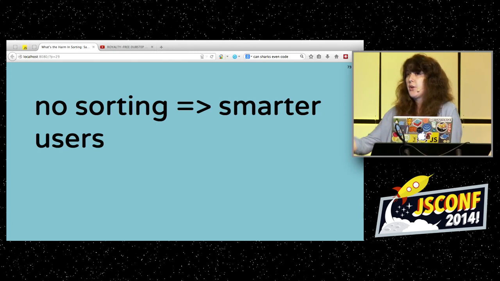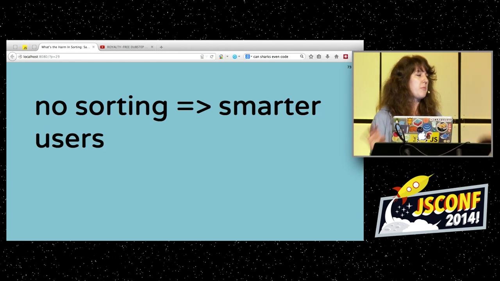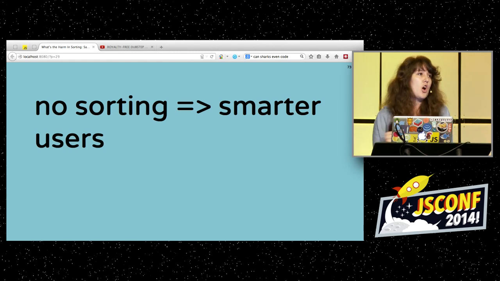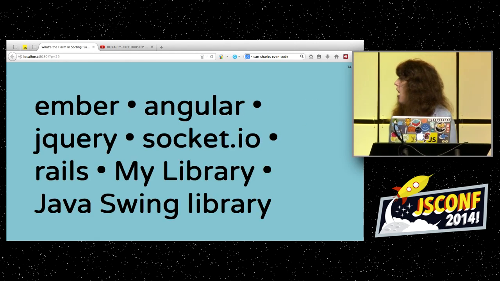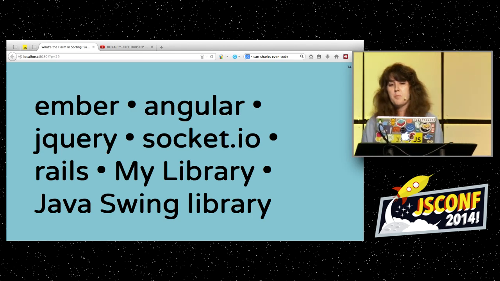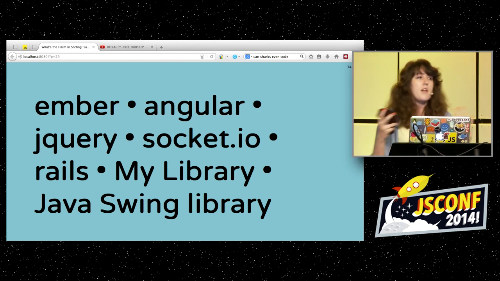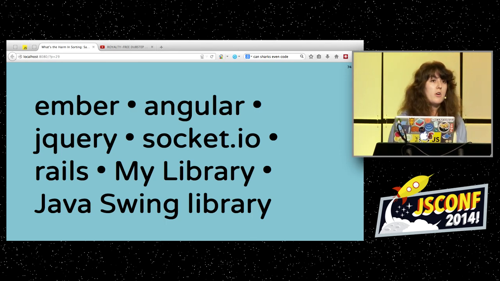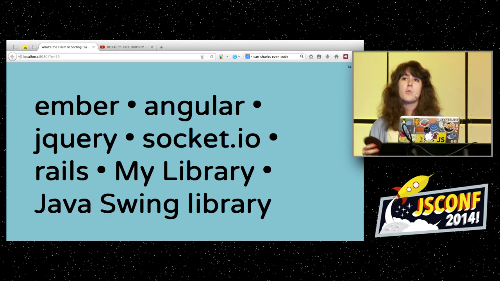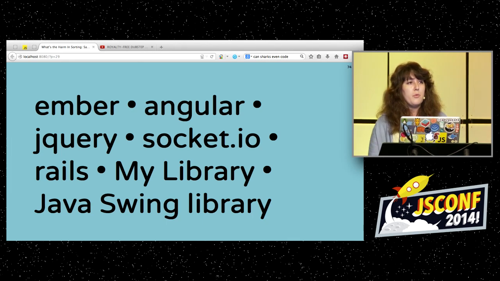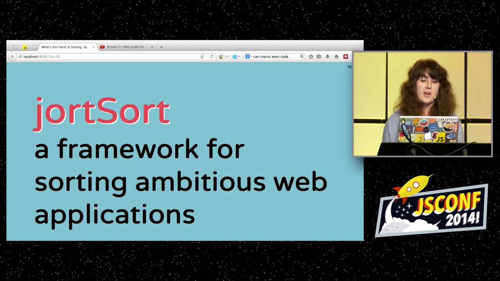Also, if we put the work on our users and require them to sort for us, we're making them smarter. And I feel like we're not really giving our users the benefit of the doubt. I've never seen or heard of any issue where a user was not able to use a certain technology. So I think we should give them that. I looked at a bunch of these JavaScript projects, these libraries and frameworks and tool sets and whatever you want to call your things, to see how they were handling this problem with sorting, and if any of them were giving some sort of method to allow people to not have to sort. And they didn't. So I created jortSort, which is a framework for sorting ambitious web applications.